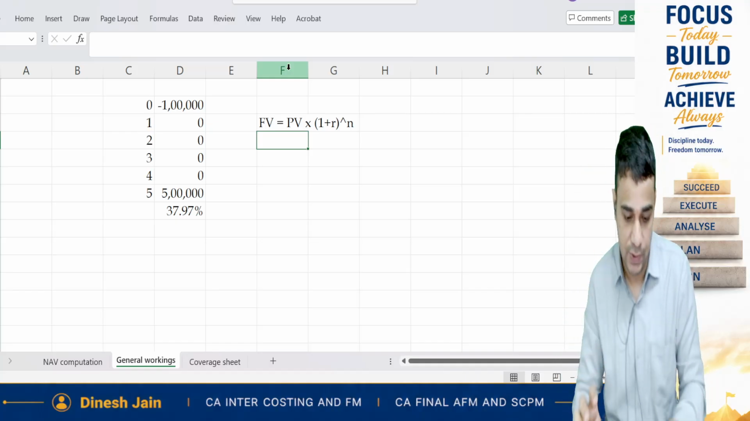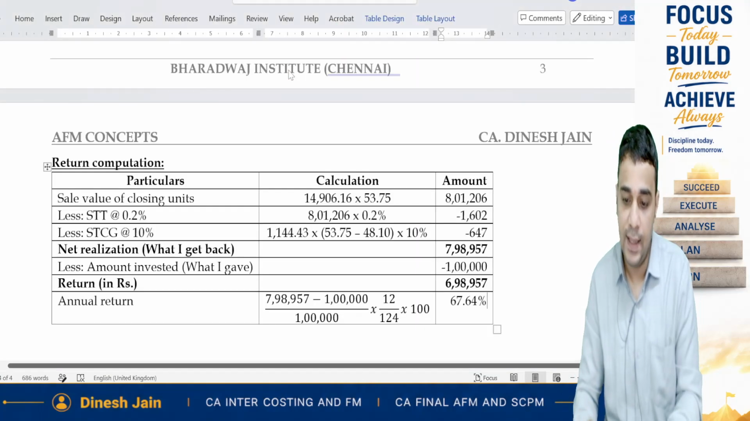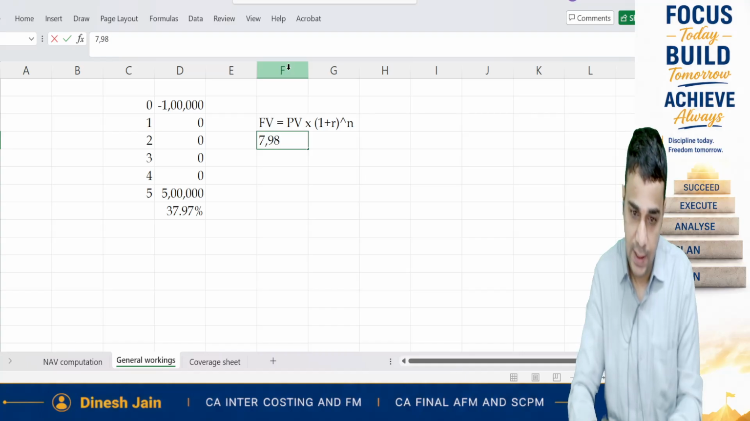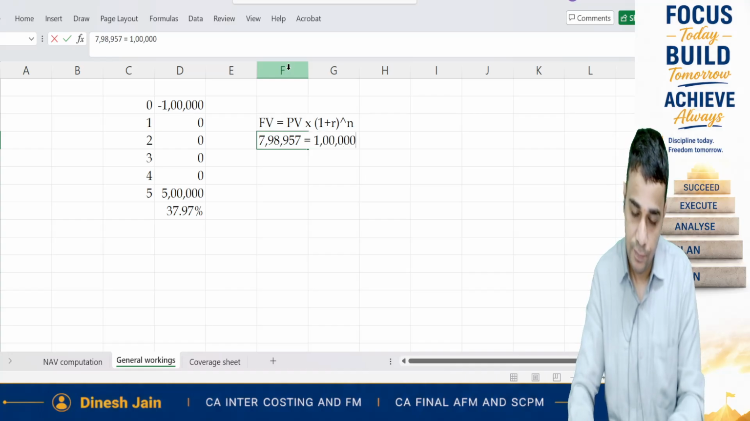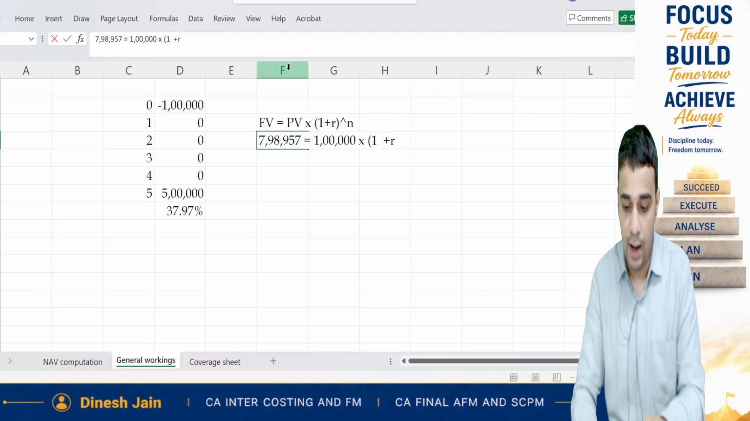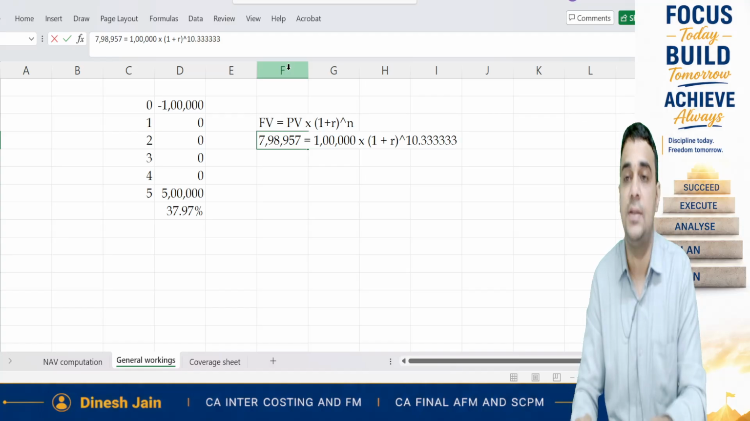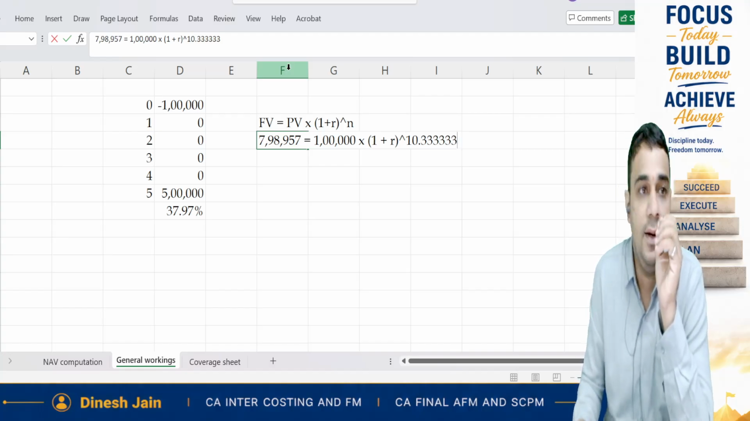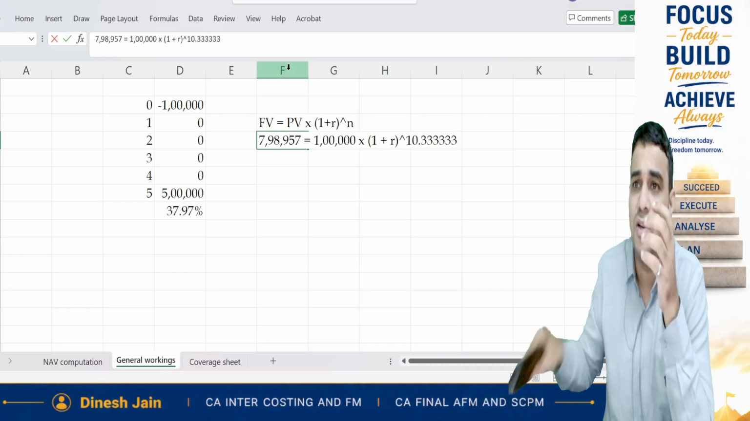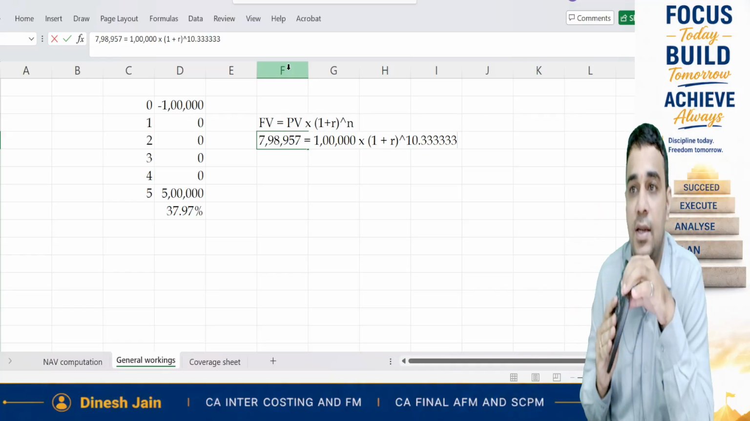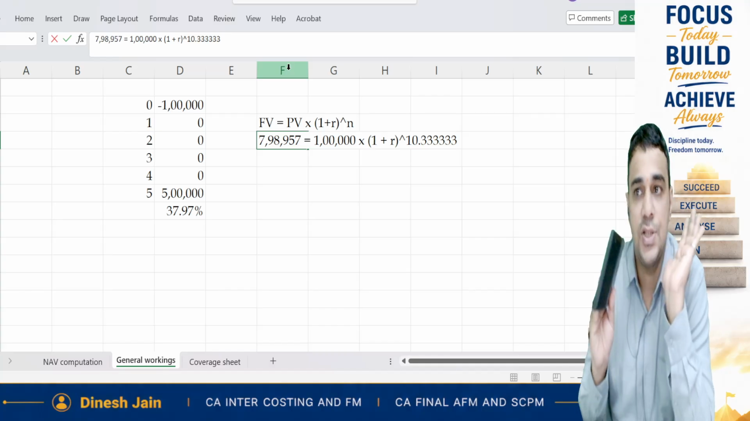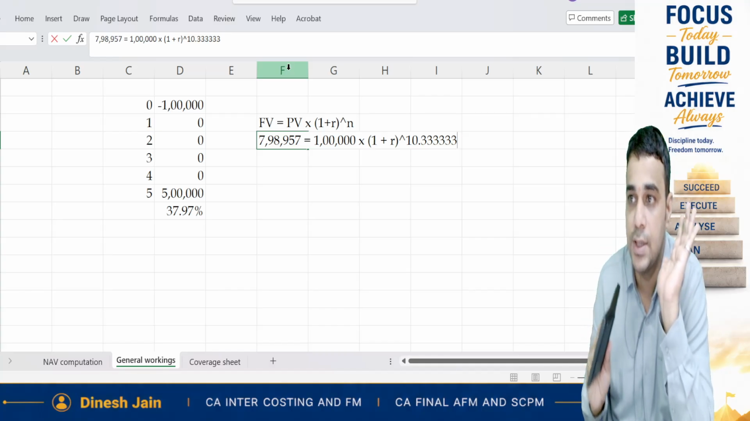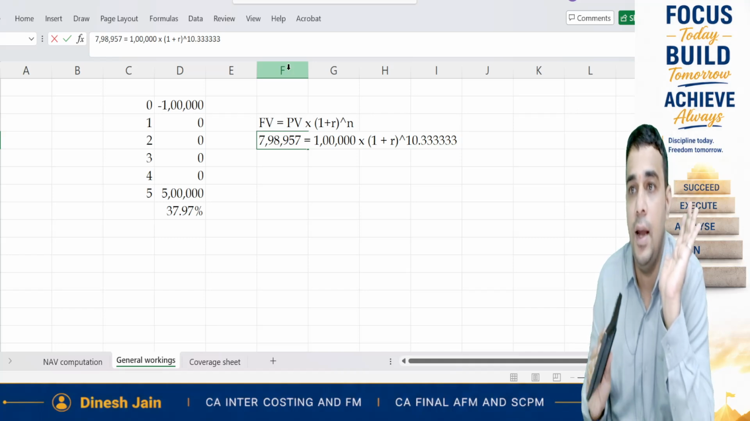For the problem which I solved, for example, we get back 798,957. We invested 1 lakh. 1 plus R, we don't know the R. Our N is 10.333, 10 years and 4 months. Now, your calculator can't do power 10.333 and all. Your calculator can't handle it. Excel sheet can still give me the answer for 10.33.